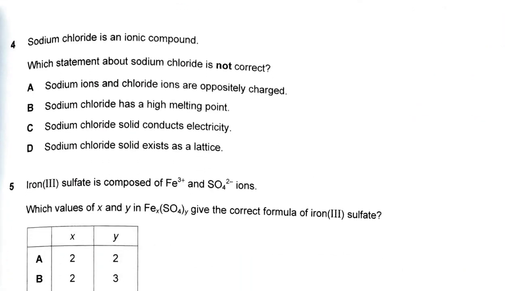This is a simple question, so I'll just move fast because it will save your time as well. Sodium chloride is an ionic compound. Which statement is not correct? Whenever there is a 'not correct', your eyes should be big. So what should be the answer? Ionic compound means what? Just now we have discussed that an ionic compound will always have a high melting and boiling point, so this is correct. It conducts electricity as a solid? No, an ionic compound can only conduct electricity when it is in the aqueous or molten state.